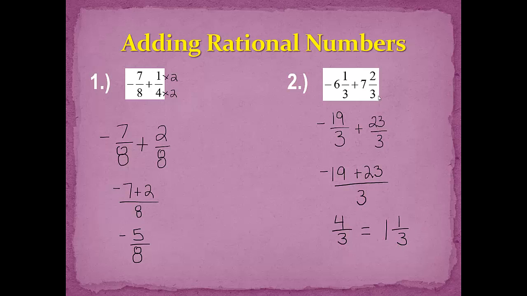In this problem, if our denominators were different, we could have found a common denominator first before we made them into improper fractions.